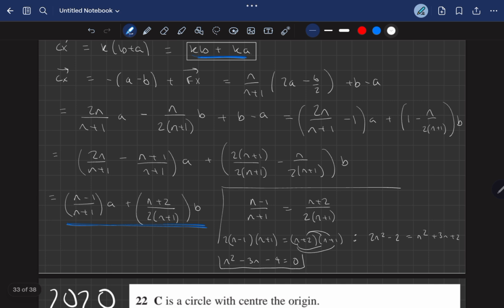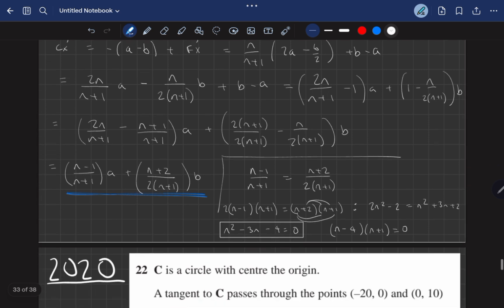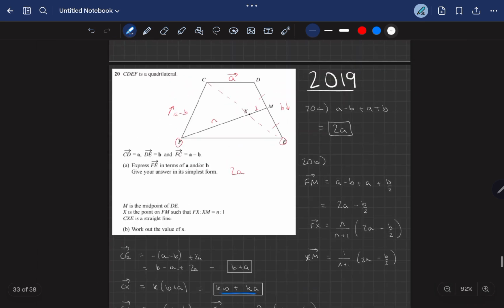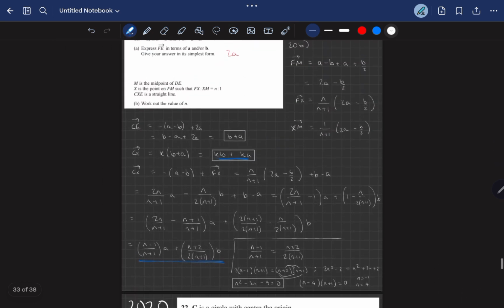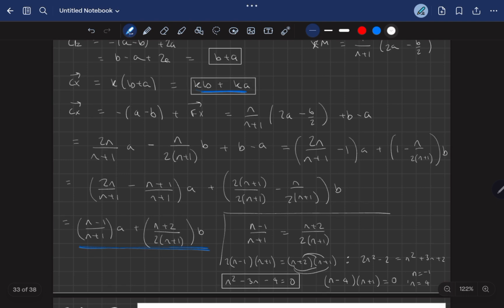Now let's factorize this. Let's think of two numbers that multiply to negative 4 and add to negative 3. Well, negative 4 and positive 1. So (n minus 4)(n plus 1) is equal to 0. So n can either be negative 1 or 4. But since n has to be positive, because it's a scalar, we know that n has to equal 4 is the only solution. So n equals 4.